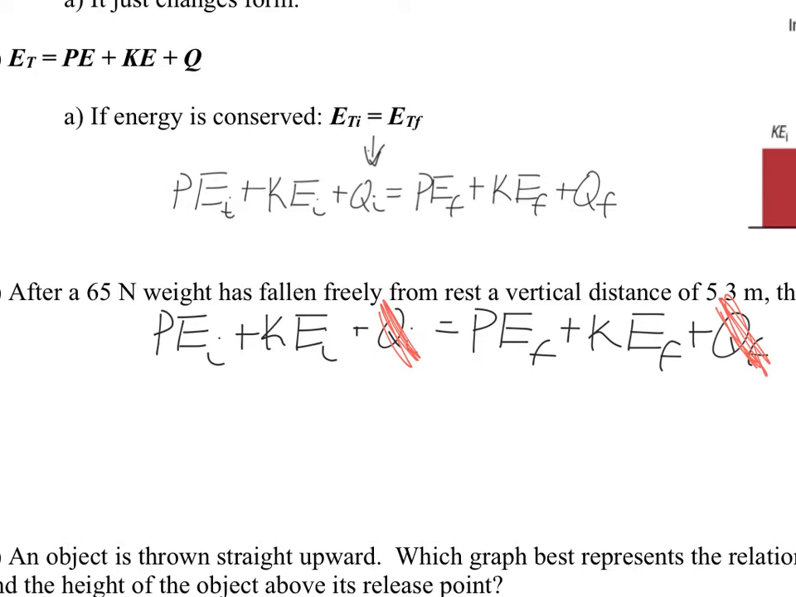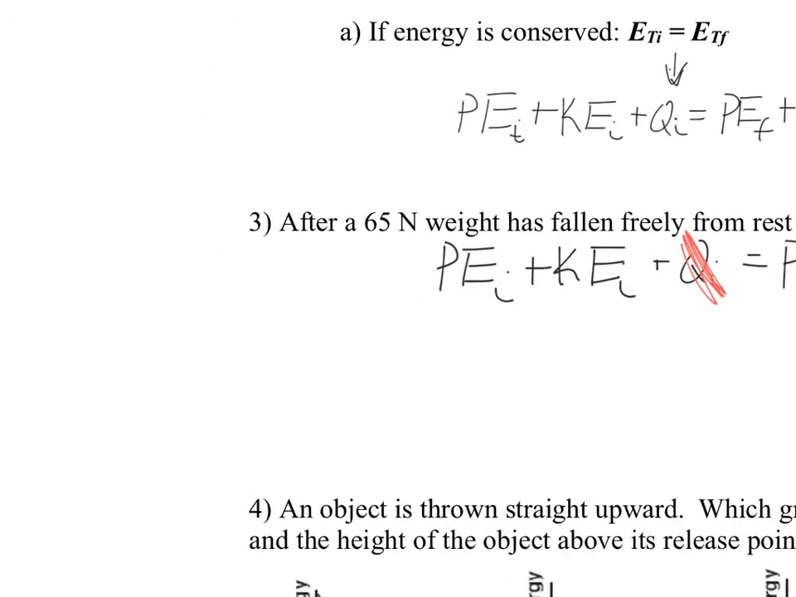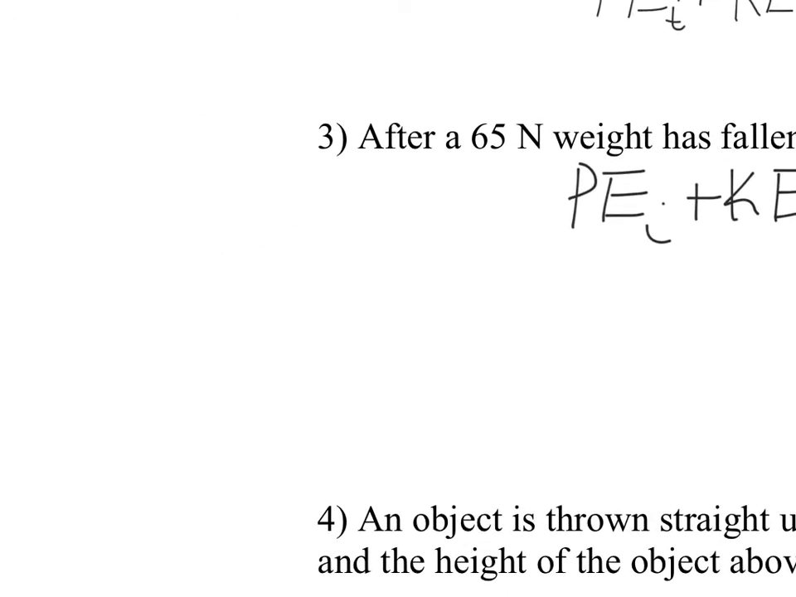So let's draw a small picture of what's going on here. So we have an object that's falling. Its initial position is up here. We'll call this initial. And it falls, and its final position is down here, the instant before it hits the floor.